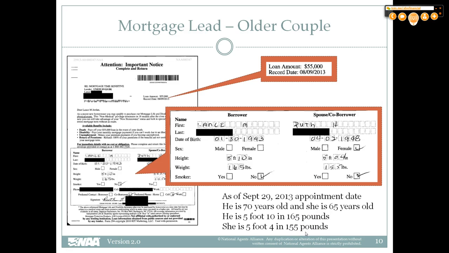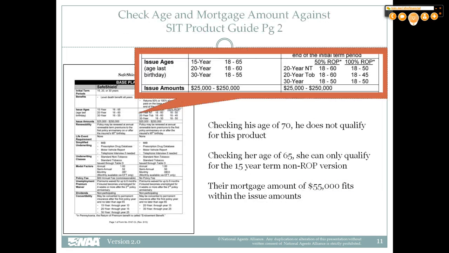And so we do the exact same thing we did for Daryl and Nika. We're going to look at their age and see if it fits. Under the age guide, how much was their mortgage? 55,000. So we check his age, he's 70. Well, when you look at the age table, there's nothing he qualifies for. So immediately we know he doesn't qualify for this product at all. So then we're going to check her age. Her age is 65. Looks like she can only qualify for the 15-year term here, and that's it.